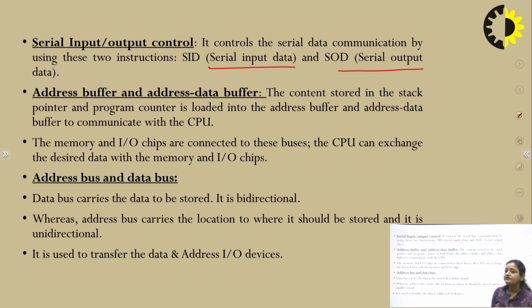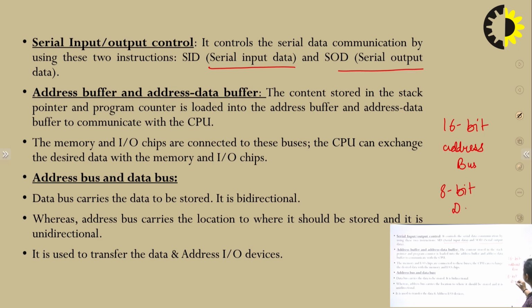Next we have the address buffer and data buffer. The address bus in 8085 is 16-bit. We have a 16-bit address bus and the data bus is 8-bit.